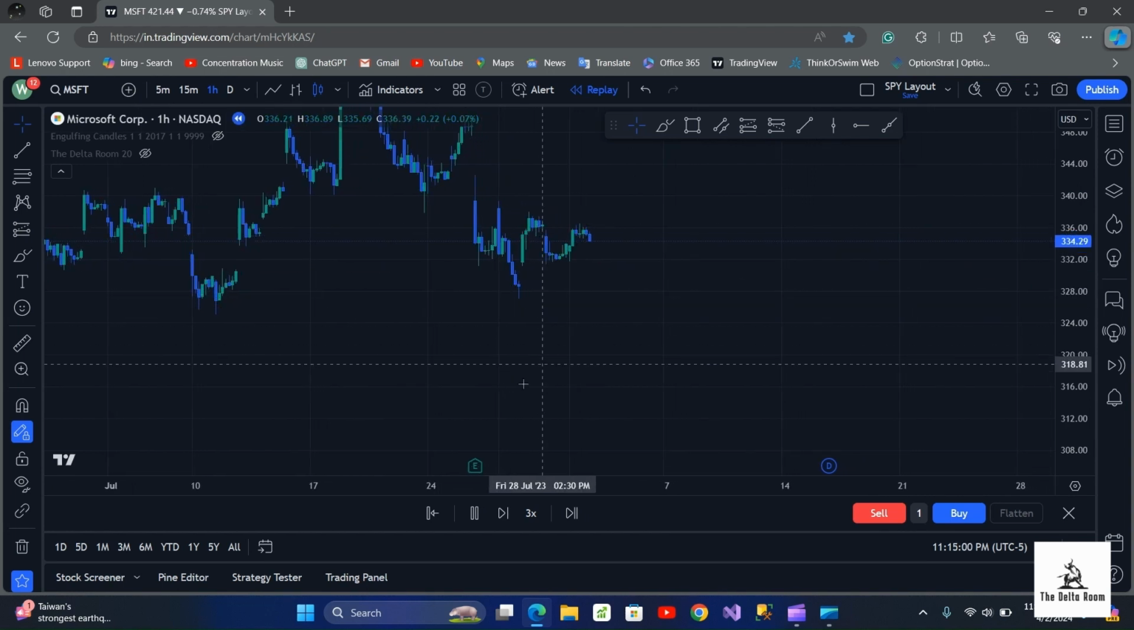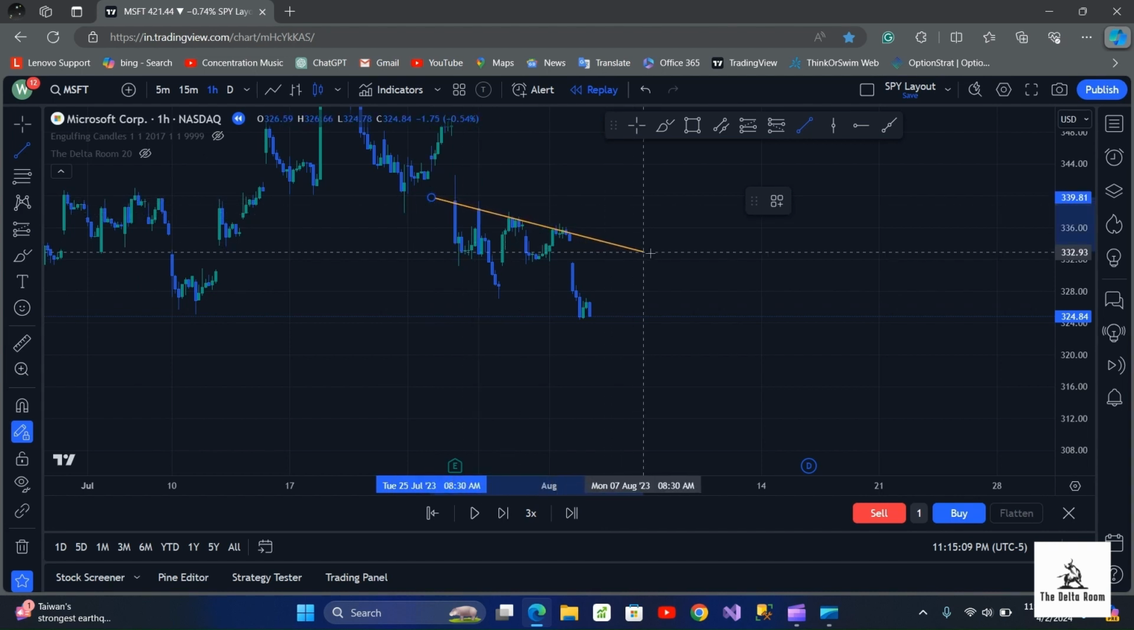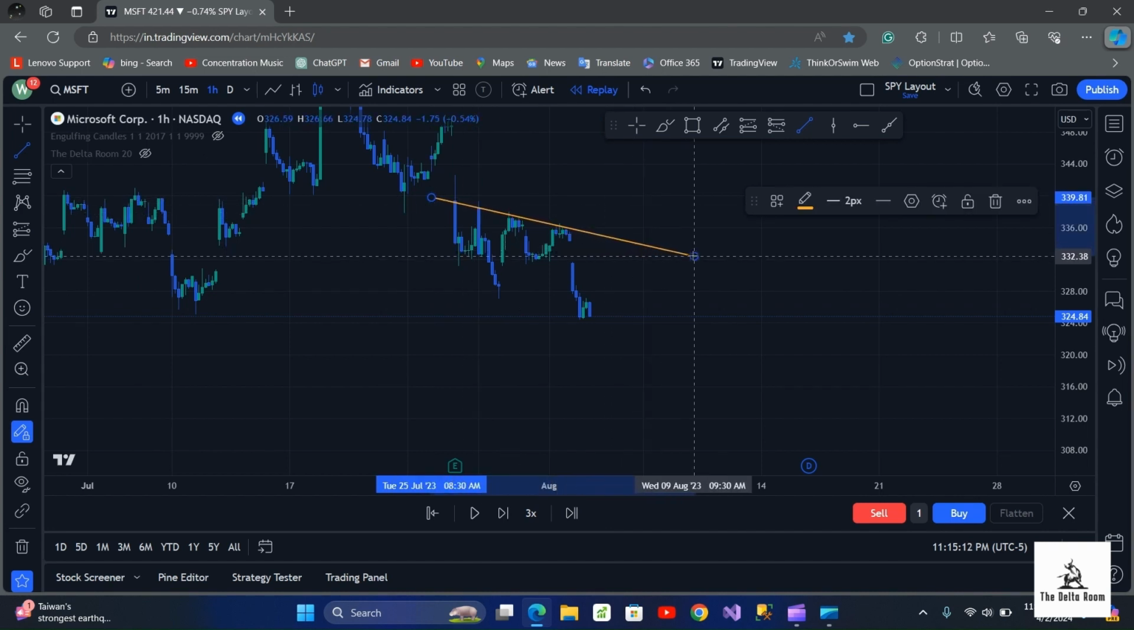So you can see like this, the price is moving now. I'll pause right here. You can see it's kind of drawing this kind of pattern. So you can draw your trend line like this, maybe. And then I play it again.